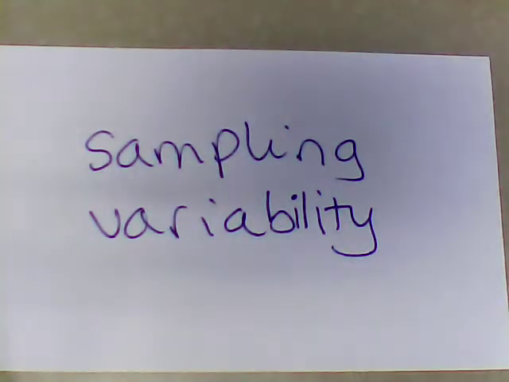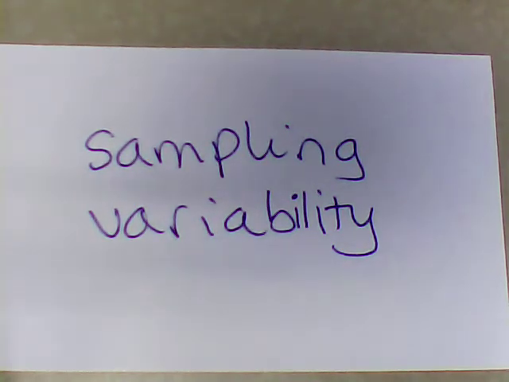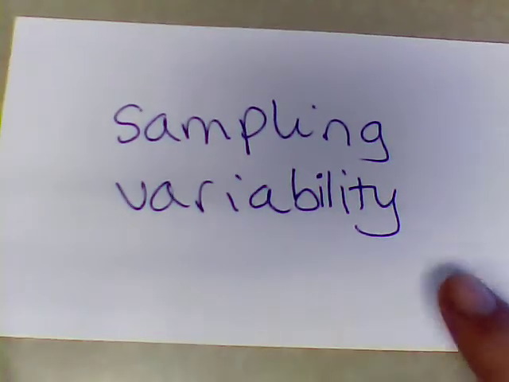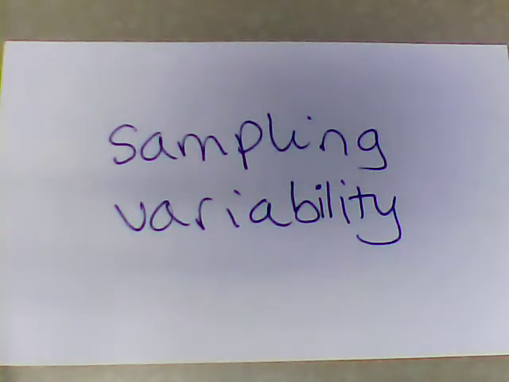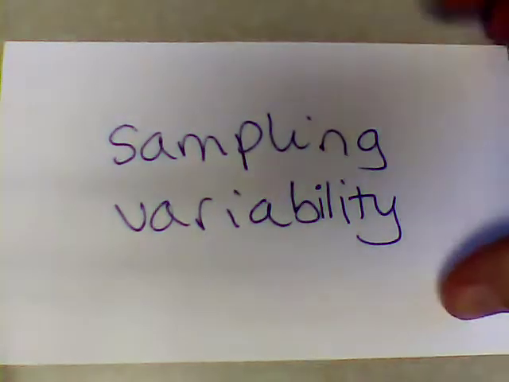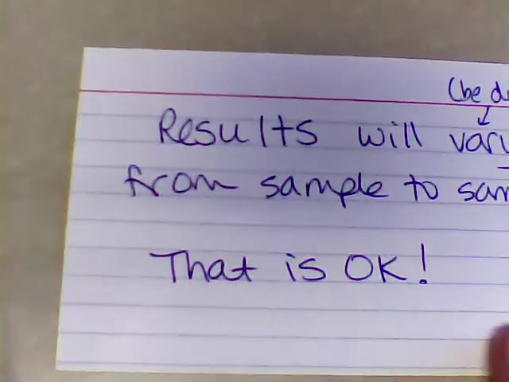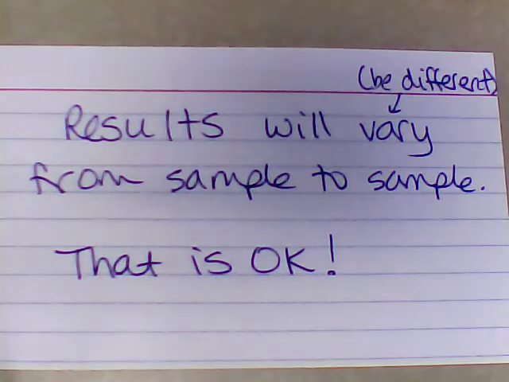There's something called sampling variability. Sounds like the word variety, variation, things that change. So if you take more than one sample from your population, you're likely to get different people, let's say, in the sample. Different people have different attributes, so you'll get different statistics. All right, so this is, again, results will vary or be different from sample to sample, and that's okay. It's not a bad thing to have variability.